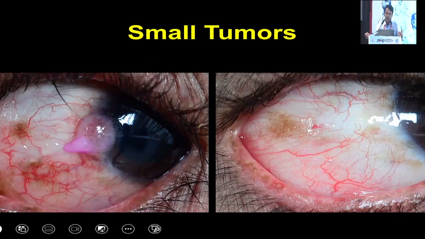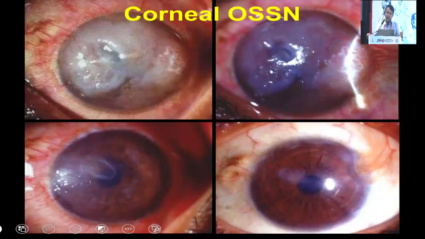Also, tumors which are recurrent. This was a small tumor in the background of prior surgery. A small recurrent tumor completely eradicated with topical therapy. Corneal ocular surface squamous neoplasia is a specific indication for topical therapy.